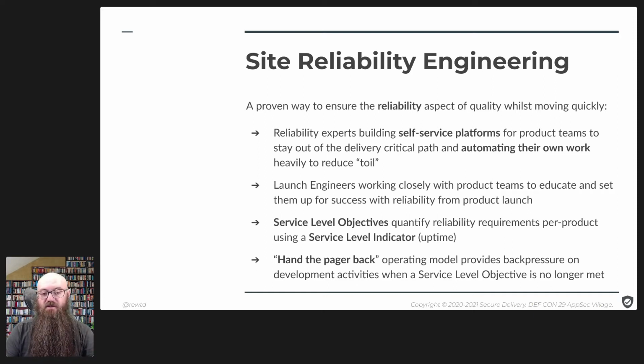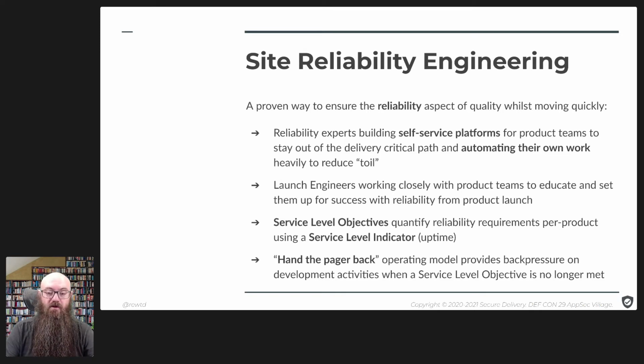The operating model is simple. It's data-driven, so there's no emotion. It provides a self-regulating back pressure on the product team if they let reliability go down with whatever changes they've made to the system over time. A product team that has production support responsibility handed back to them then has a strong incentive to now focus on getting reliability back to where it needs to be.